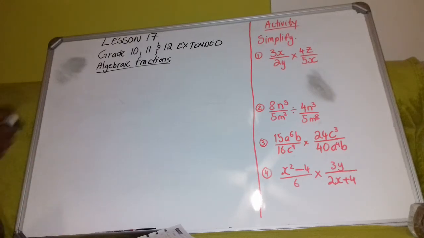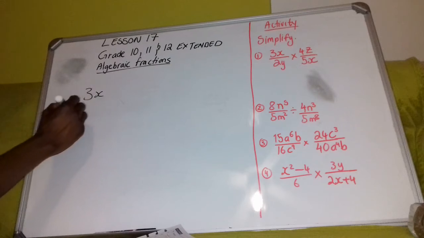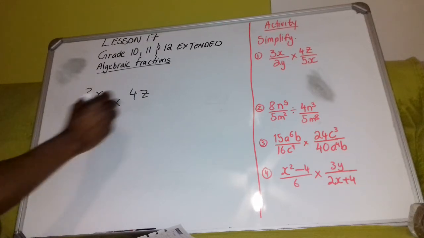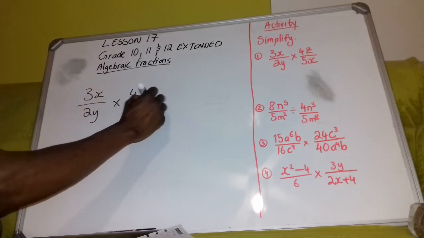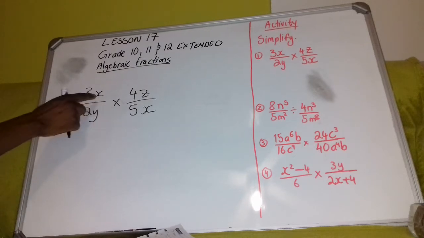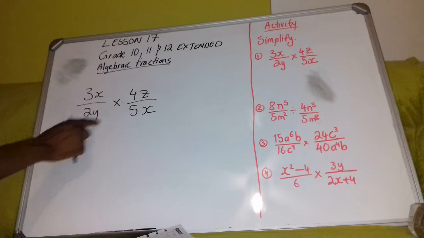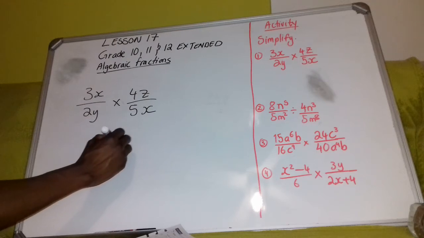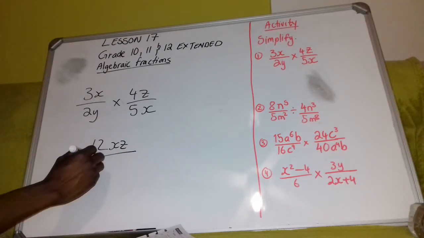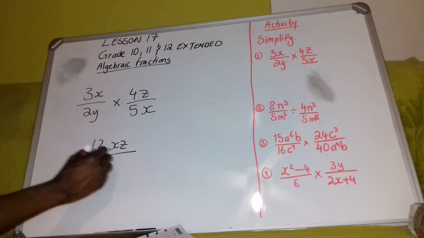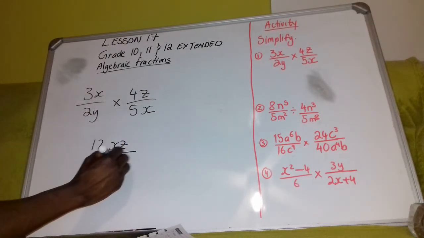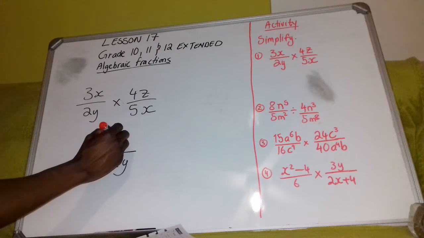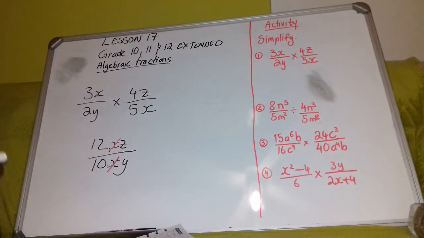We are given something like this. Simplify 3x over 2y times 4z over 5x. So it's multiplication. All we need to do is just multiply numerator by numerator, denominator by denominator. So 3 times 4 gives us 12, and the letters in alphabetical order, xz, over 2 times 5, which is 10, and then y times x will give us xy.